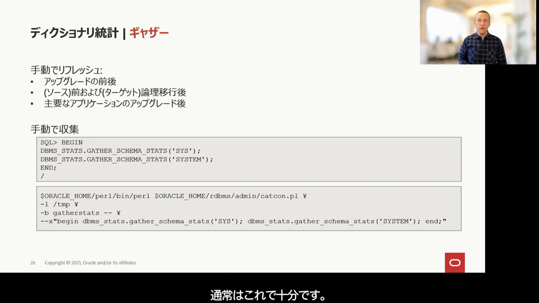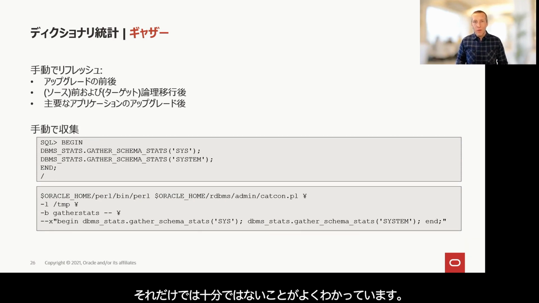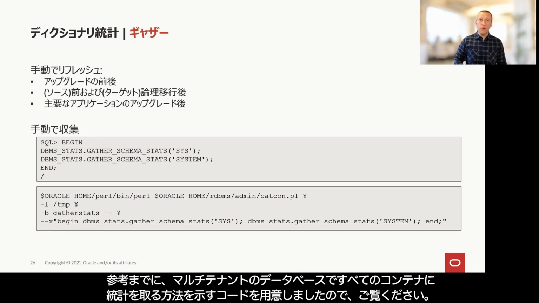That's normally enough. In addition, GATHER_DICTIONARY_STATS will use the staleness information to determine which objects new stats are needed for. We have often seen that that's not good enough, so our recommendation is simply to gather statistics on the SYS and SYSTEM schemas entirely. And for your reference, we've included a little code snippet that will show you how to do it in a multitenant database in all of your containers.